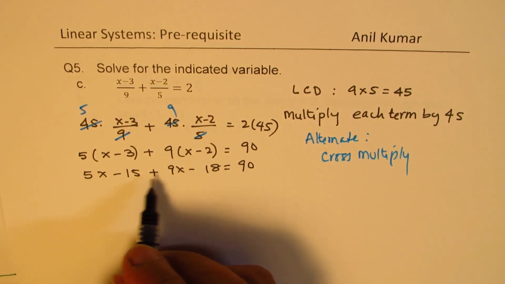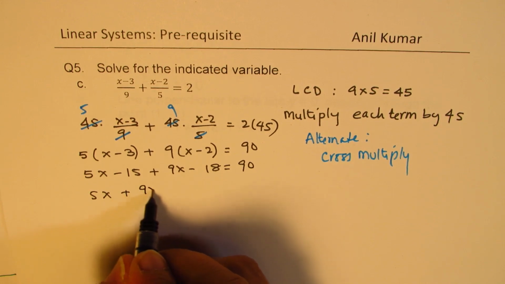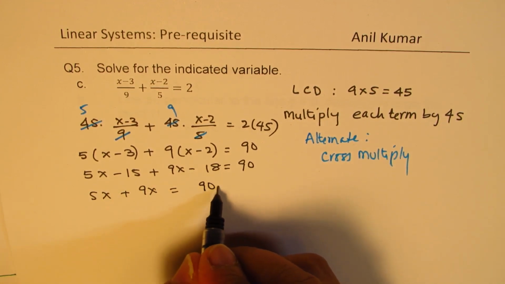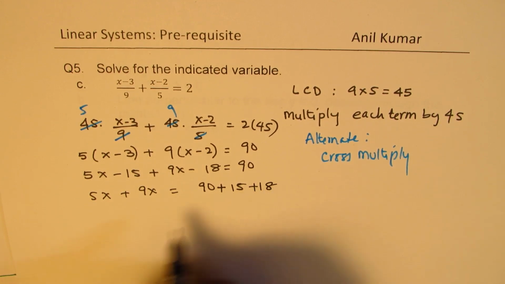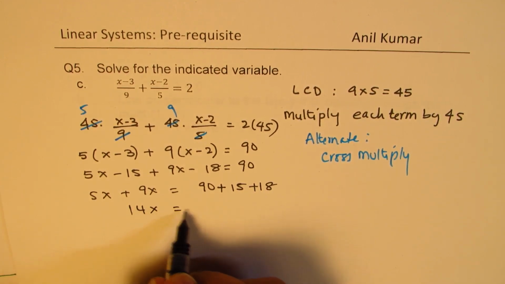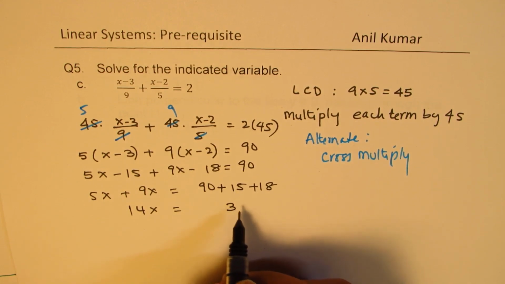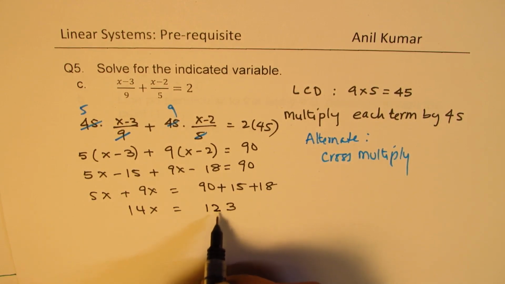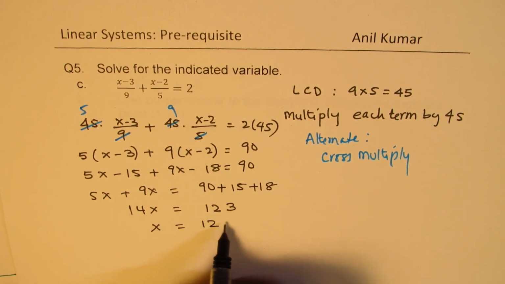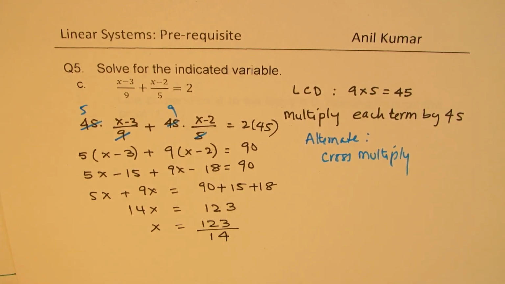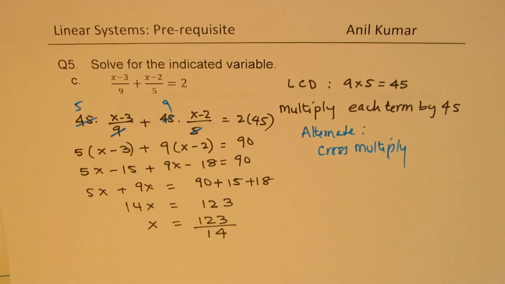So 5x plus 9x, let's write down. And take the constants on the other side. So we get plus 15 plus 18. 5x and 9x is 14x. And here 90 plus 33 is 123, right? So x equals 123 over 14, correct? So that is what our answer is. You could actually leave it like this, or you could try simplifying it if possible, right? I'll prefer to leave it just as this. Let's move on and take the next question.